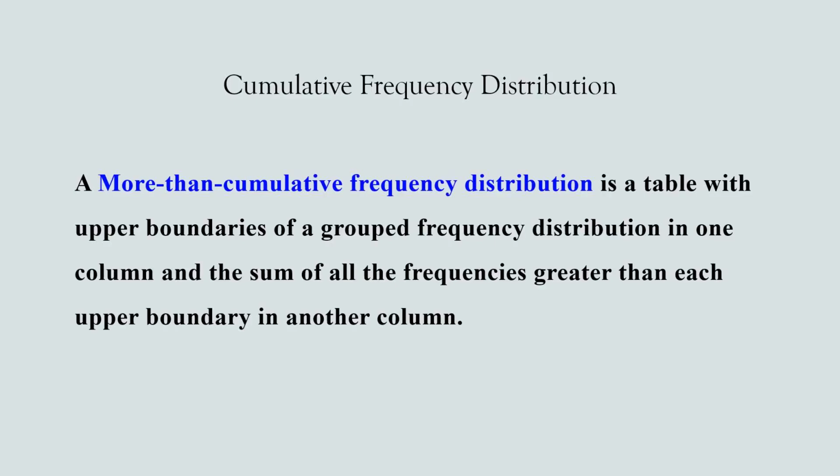This means that the less than cumulative frequency for each class is equal to the sum of frequencies, which are less than the upper boundary of that particular class. A more than cumulative frequency distribution is a table with the upper boundaries of a grouped frequency distribution in one column and the sum of all the frequencies greater than each upper boundary in another column.